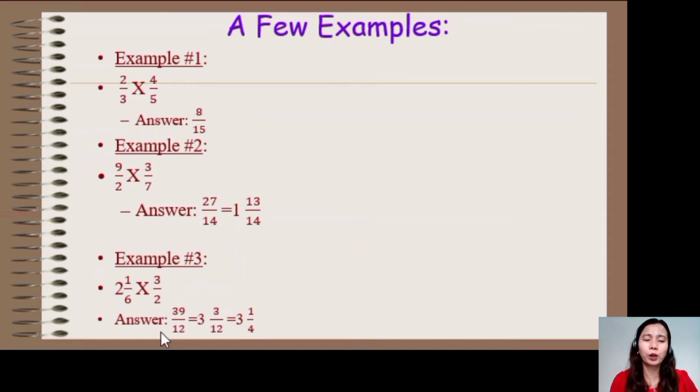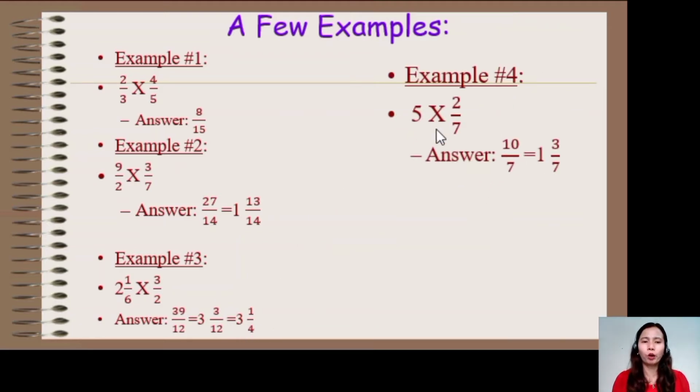Then 39 over 12, divide. So we have 3 and 3 over 12. And this 3 over 12 is not yet in simplest form. We must reduce this into simplified form. So that is 3 and 1/4. Example number 4. Whole number, 5 times 2 over 7. Just put 1 in the denominator.